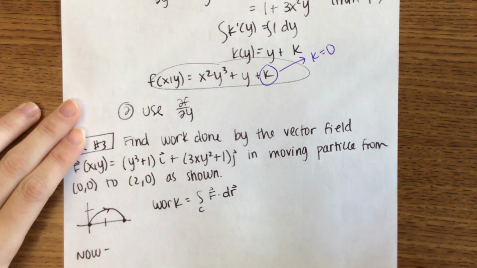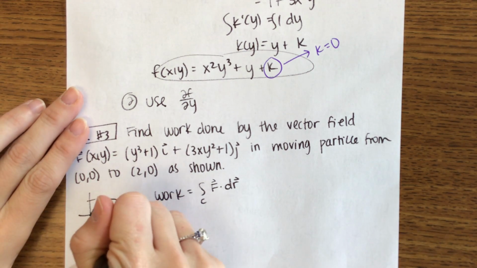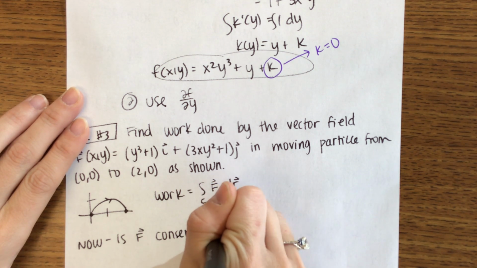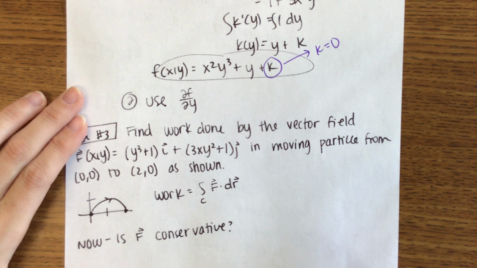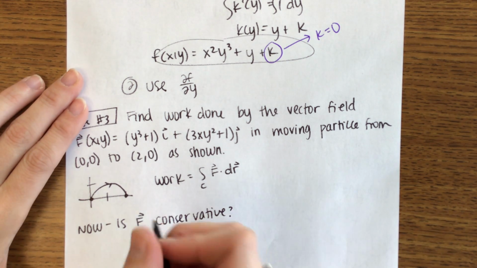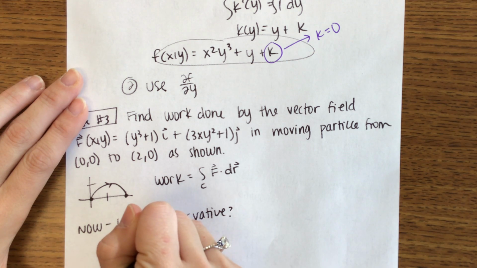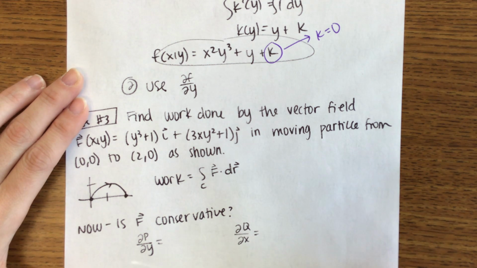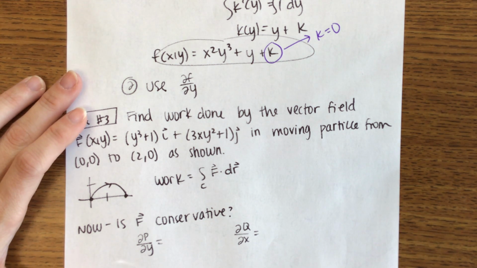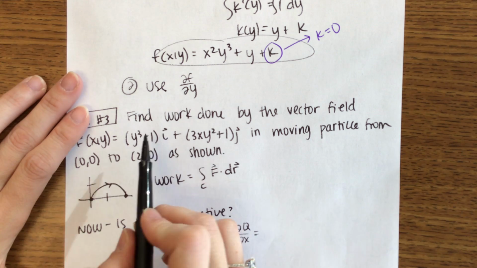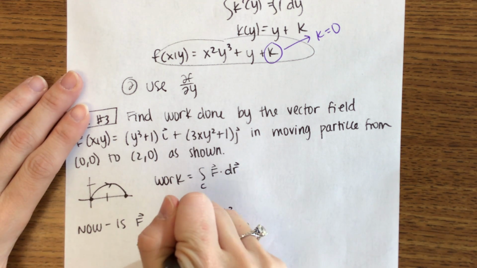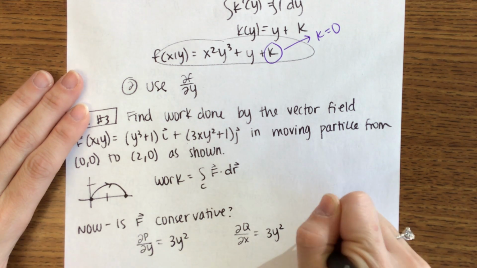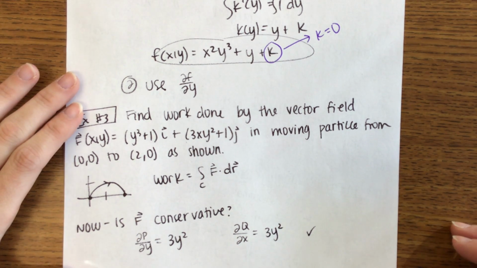So what we can ask ourselves first is: is f conservative? Because if it is, we can use the potential function then. So we're going to use the conservative field test. Take the partial of p with respect to y, take the partial of q with respect to x, and see if they're equal. Partial with respect to y will be 3y squared. Partial with respect to x will be 3y squared. So yes, we can say that f is conservative.